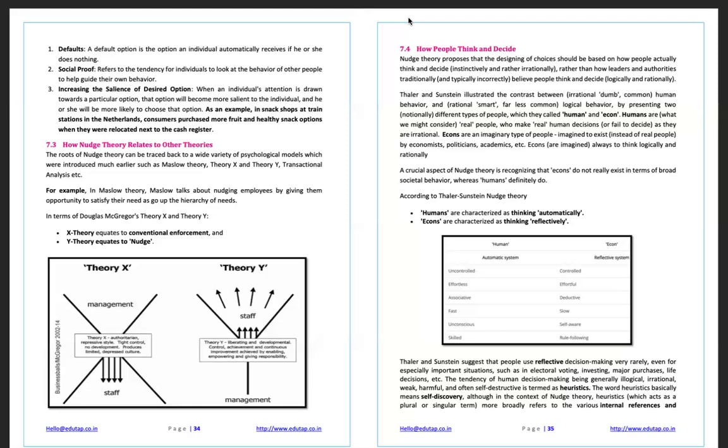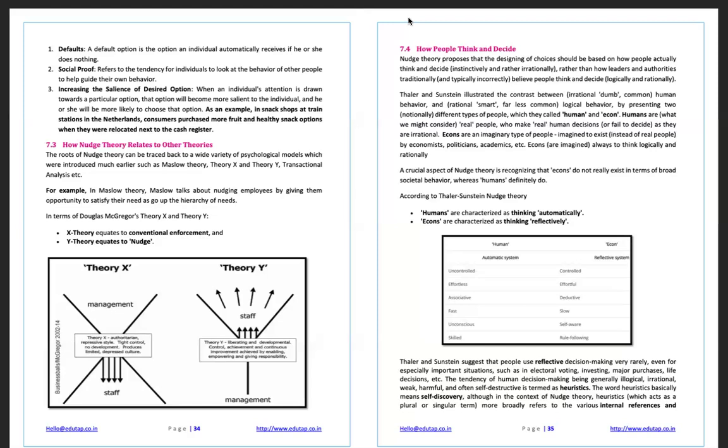So humans are characterized by thinking automatically. Econs are characterized as thinking reflectively. तो जैसे ऑटोमेटिक सिस्टम है और रिफ्लेक्टिव सिस्टम. अनकंट्रोल्ड है तो ये कंट्रोल्ड है. एफर्टलेस ये एफर्टफुल. एसोसिएटिव डिडक्टिव. फास्ट स्लो. अनकॉन्शियस सेल्फ अवेयर स्किल एंड रूल फॉलोइंग.